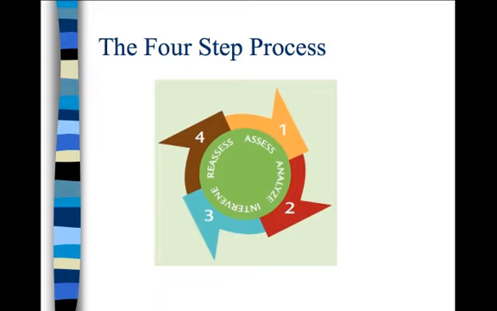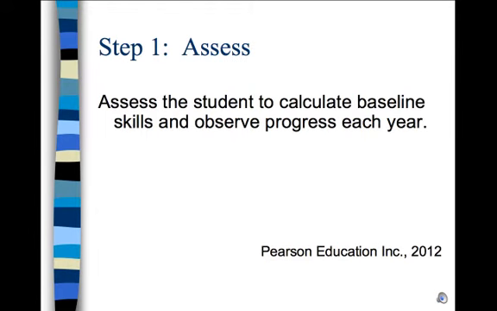GMADE is separated into 4 steps: assess, analyze, intervene, and reassess. There are a number of steps within the GMADE evaluation tool, and step 1 deals with assessment. With assessment, you are assessing the student to calculate the best baseline skills and observe progress each year. Tests are scored by hand or by GMADE reporting and scoring software.